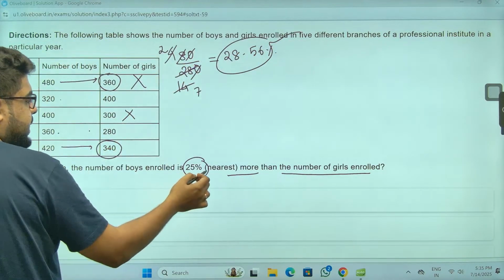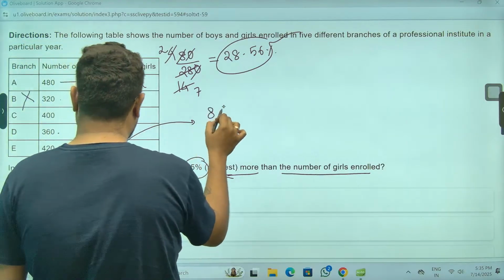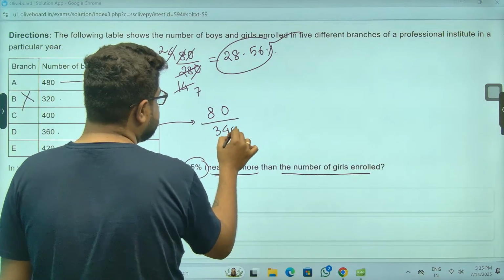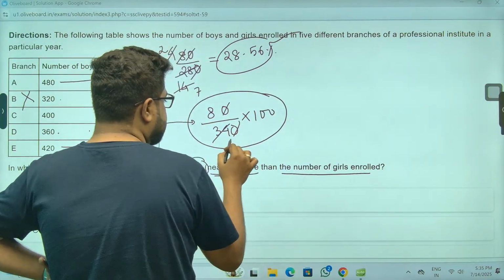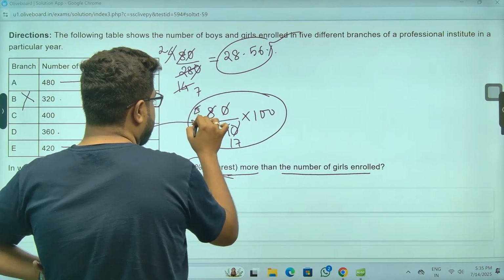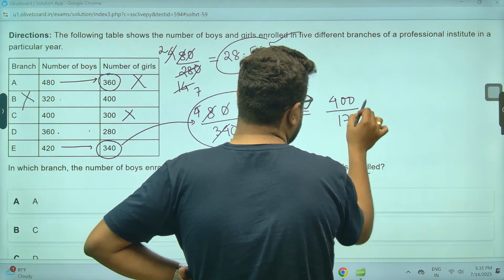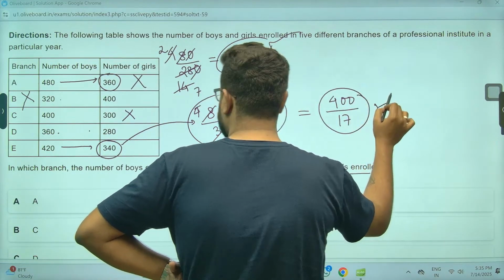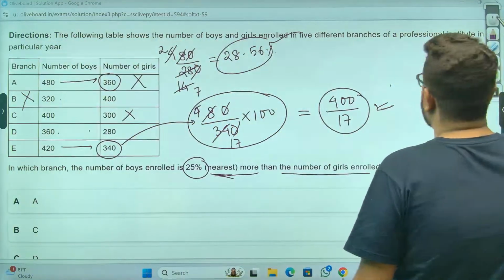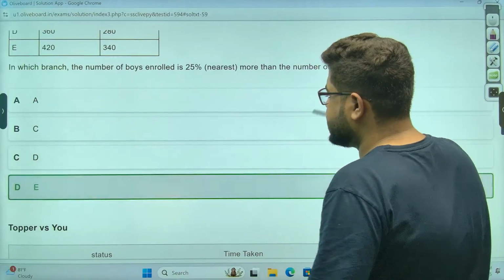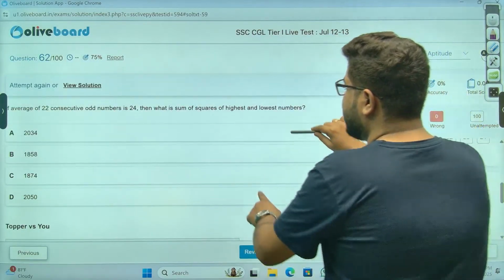Let's see. Since it asks for nearest, we have to check. The last one is 80 less, out of 340, this might be the answer. Slightly less than 100. This is 17, this is 4. 400/17, yes, this is it. It is slightly more than 25. So this has to be the answer. School E will be the answer, that is option D. That's the correct answer. Simple, not difficult. A little bit of idea required.